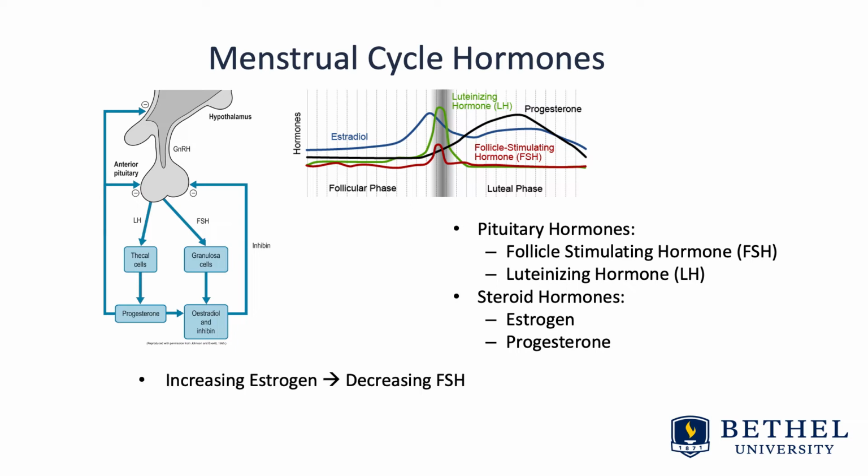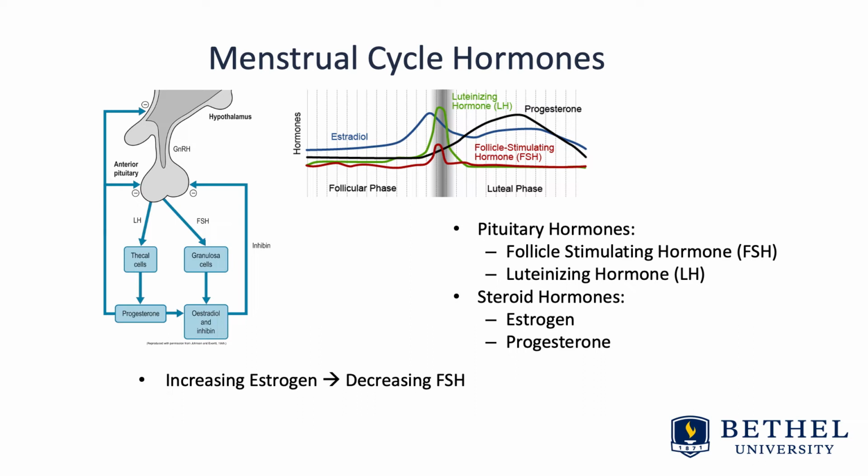So that's our first reminder here at the bottom. Increased estrogen leads to decreased FSH. And you can see that in our graph. As the red line of FSH starts to pop up, then estrogen starts to be made, and in turn, FSH starts to drop.